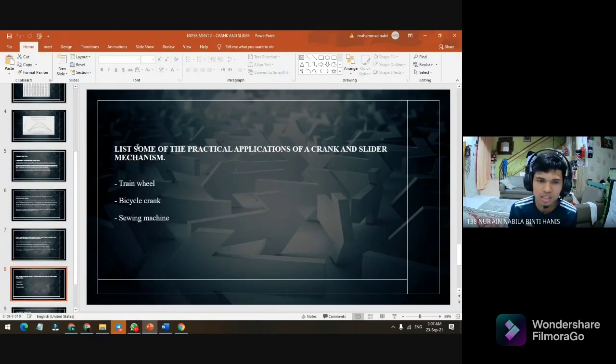The next question is to list some practical applications of the crank and slider mechanism. I got three practical applications, which are the train wheel, the bicycle crank, and also the sewing machine.